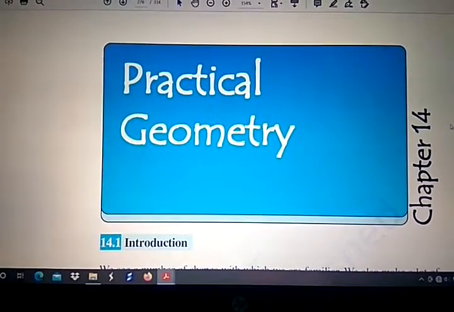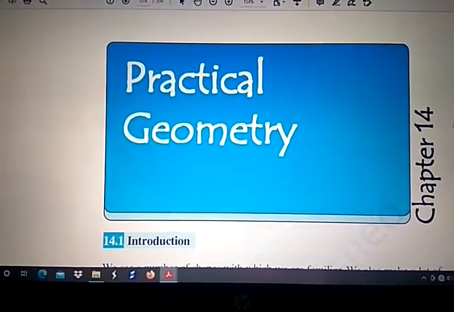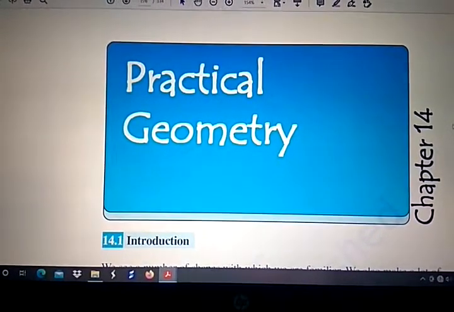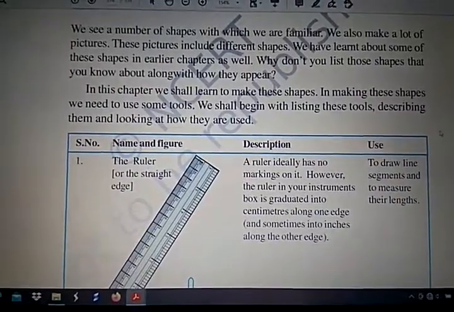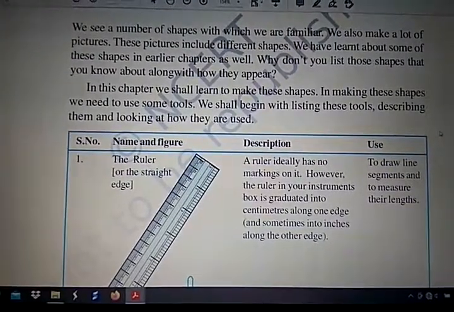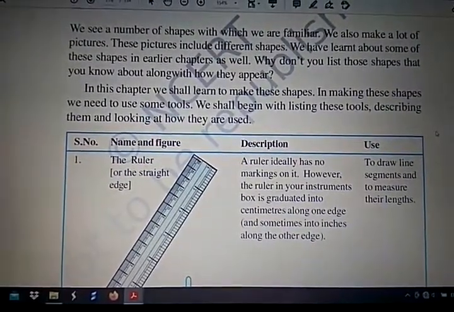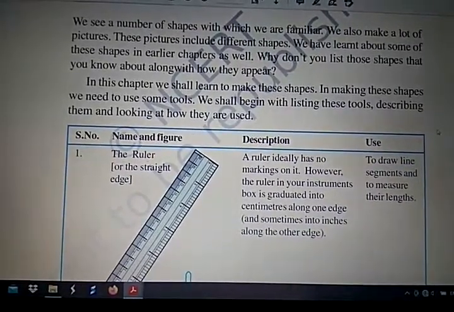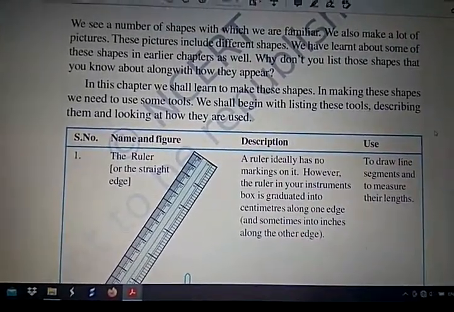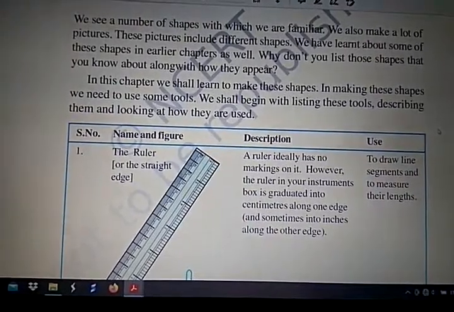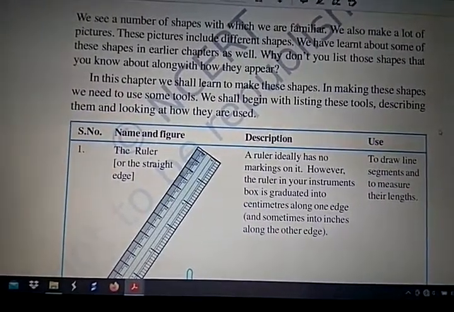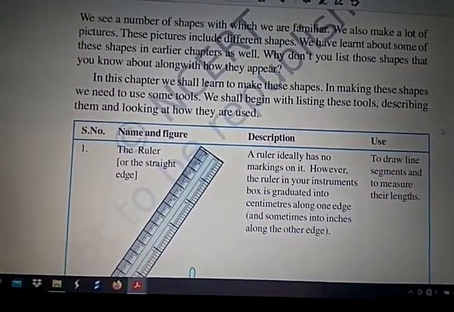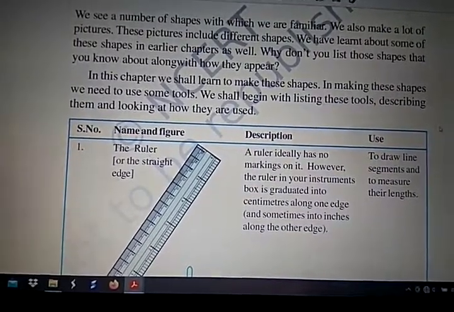Today we shall start a new chapter, practical geometry. In this chapter we shall learn to make shapes. To make the shapes we need to use some tools. We shall begin with listing these tools, describing them and looking at how they are used.